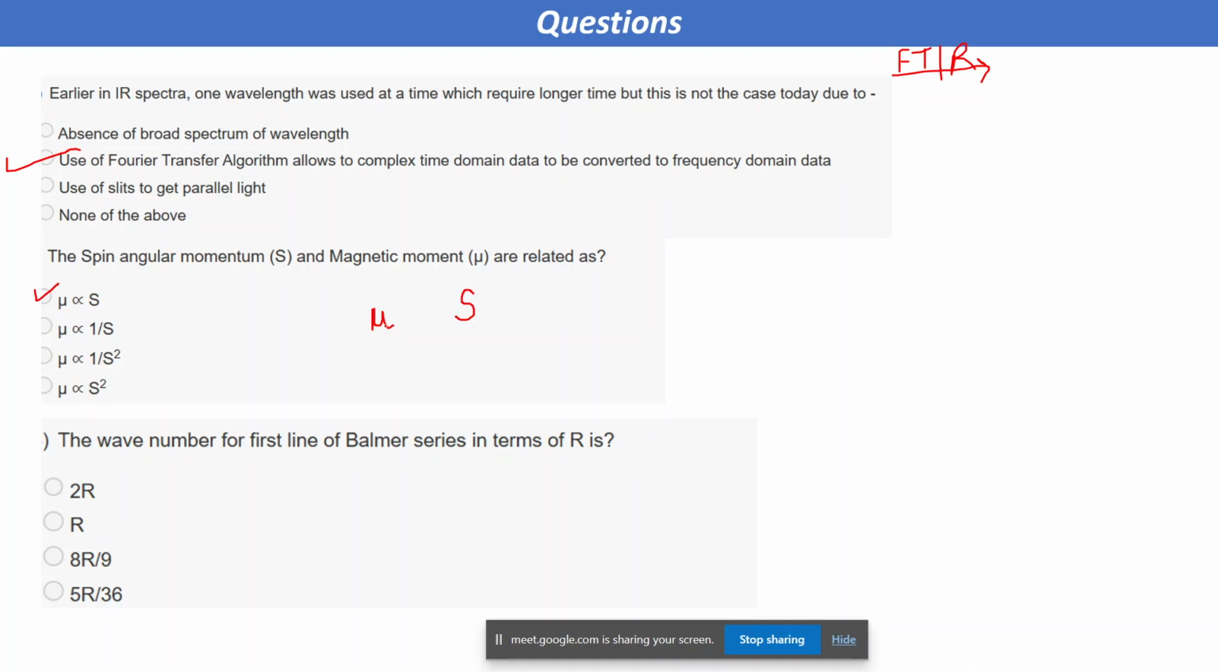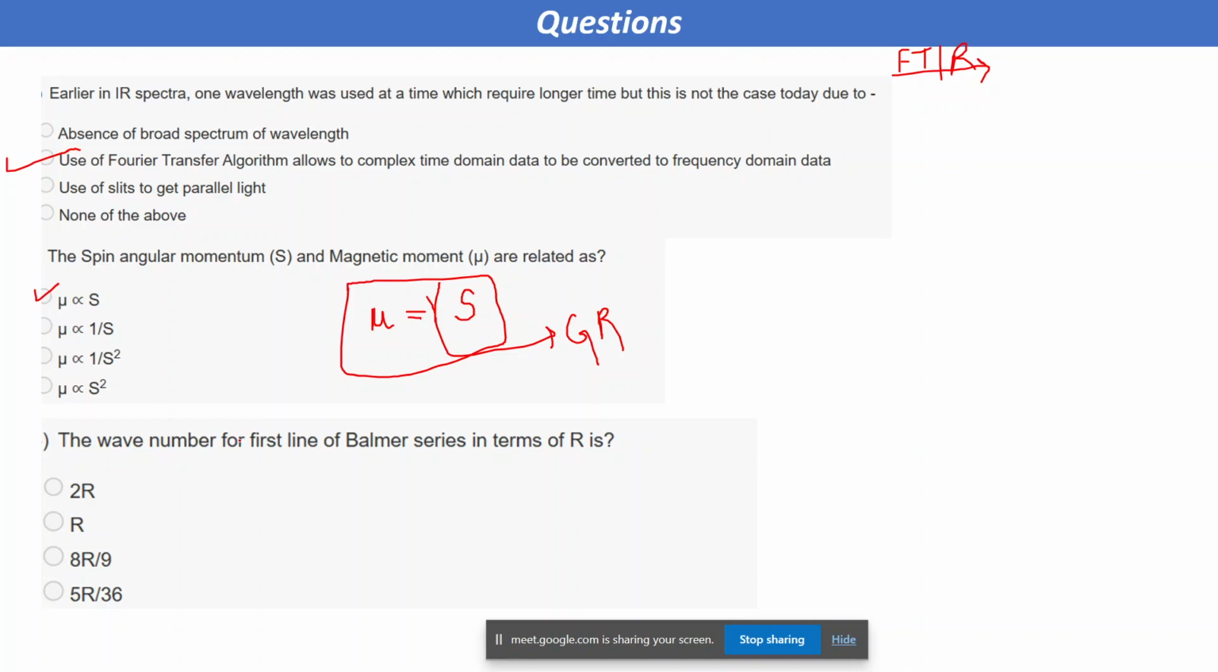Mu is the magnetic moment and S is the spin angular momentum. So how can they be related? Mu is the gyromagnetic ratio multiplied by the spin angular momentum. This is the gyromagnetic ratio. So that's why mu is directly proportional to S.